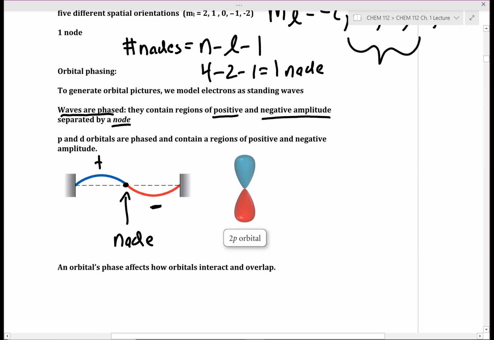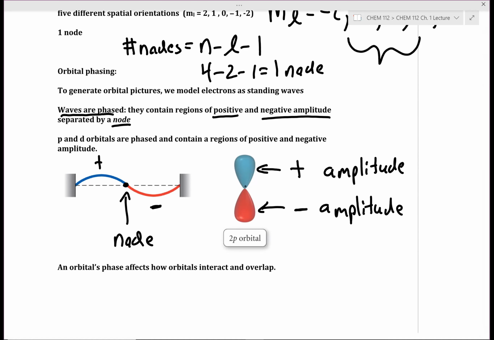So since we model electrons and we generated these orbitals using a wave interpretation, the majority of the orbitals that we draw, especially the p orbitals, have this wave-like phasing. We have a region of positive amplitude, a region of negative amplitude, and those regions are separated by what? A node. That's why we have a node in the center of our p orbital. So this is our node.